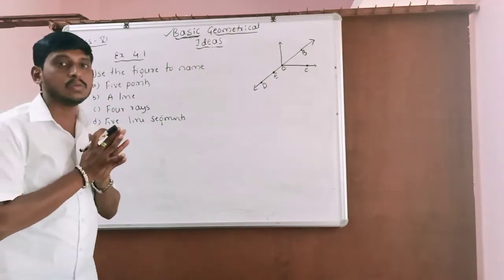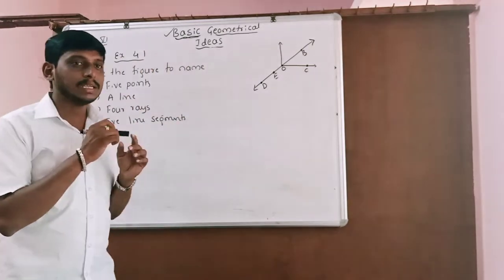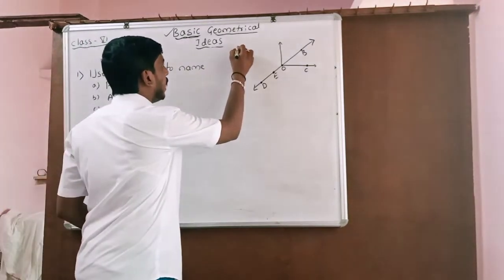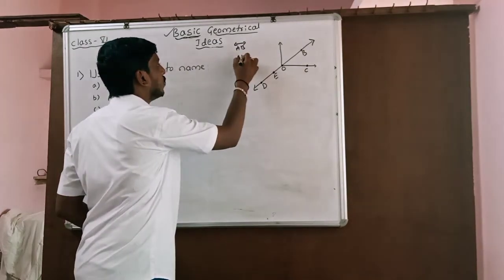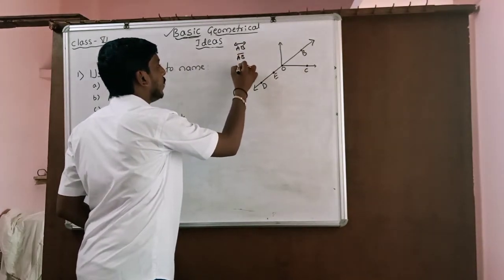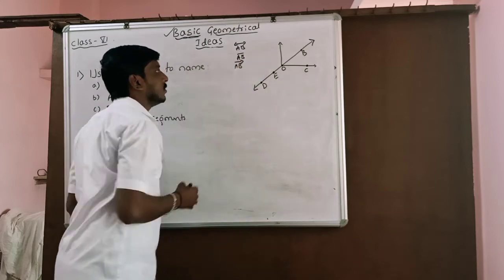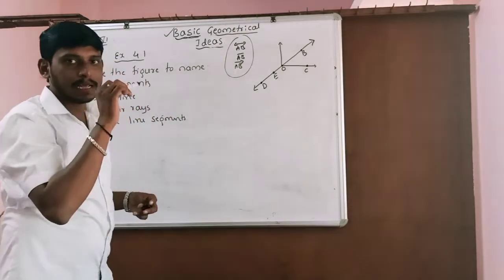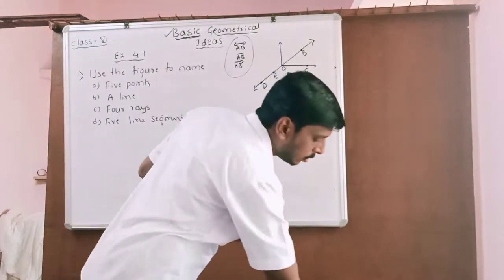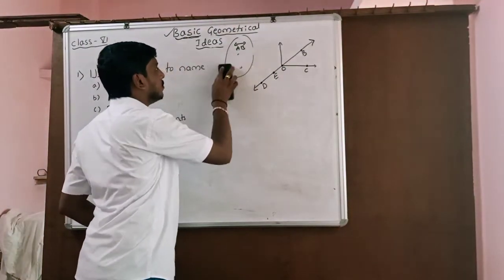You should know how to show mathematically if it is a line. For example, if it is a line, you show arrows on both sides like that. If it is a line segment, like that. If it is a ray, you show it like that. So this is the way you should show it. Don't write the words line segment, line and ray, just show them mathematically.